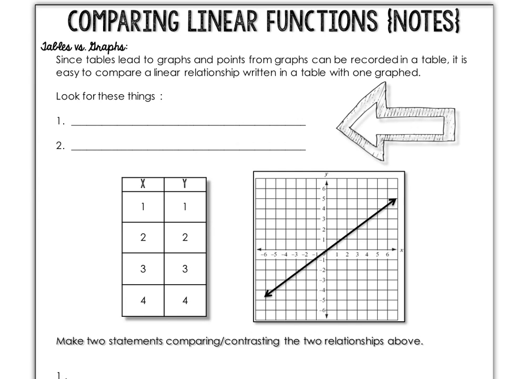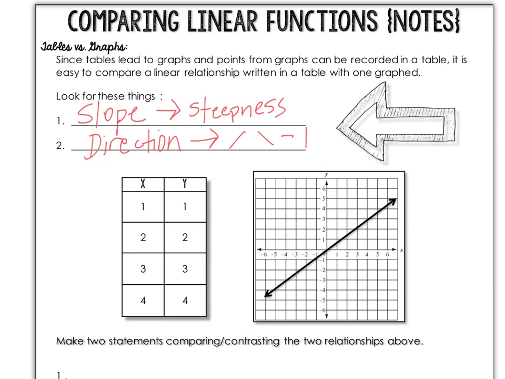The obvious one that we've talked about is, of course, slope. So we could definitely look at that. We can also look at direction, right? When I say direction, what am I referring to? Again, we've got four kinds of slope: positive, negative, zero, undefined. We're talking about the direction of the line. Slope. I'm going to give you another hint. Let's think steepness. Awesome.